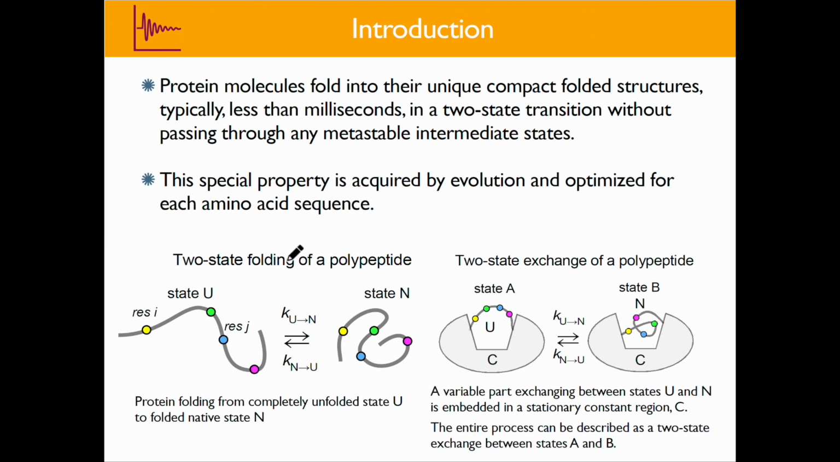In general, protein folding refers to folding from the completely denatured state U to the natively folded state N. But our study can be applied to a more general case, a two-state exchange of a polypeptide chain. A variable part here, exchanging between states U and N, is embedded in a stationary constant region C, and the entire process can be described as a two-state exchange between states A and B.